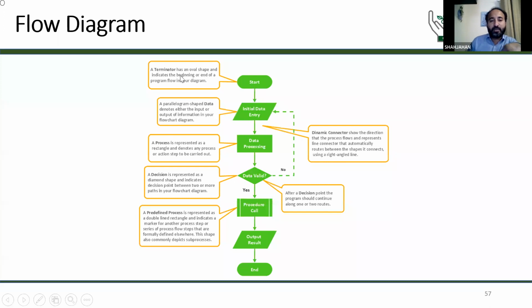We will start with this terminator oval shape, and then the parallelogram shape denotes either input or output. Then a process is represented as a rectangle, which denotes any process or action to be carried out, and then the question of whether the data is valid. A decision is represented as a diamond. So all these shapes have different meanings, and we use the diamond when we are making any decision. Each shape has different criteria for when we have to use it.